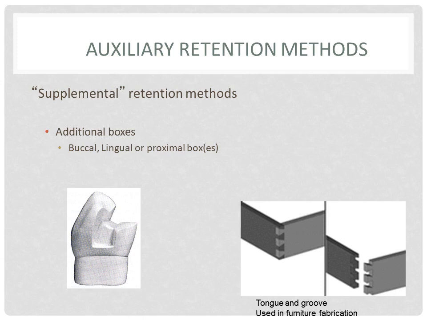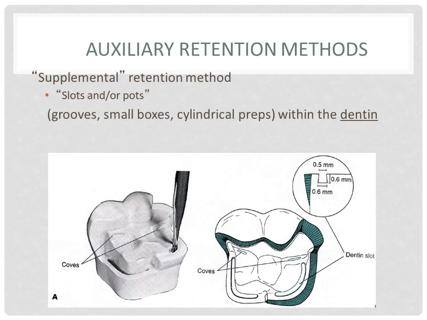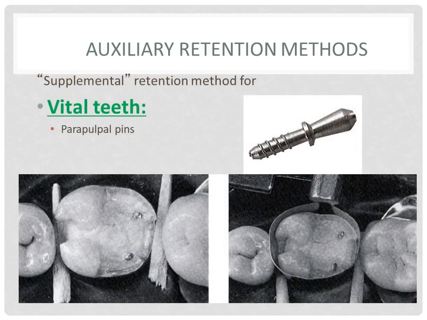Since vertical walls supply retention, an additional box can be placed. These can be placed on the buccal or lingual. Similar to tongue and groove furniture, the box allows for an interlocking of the materials. Slots and pots are essentially grooves, small boxes and/or cylindrically shaped areas.